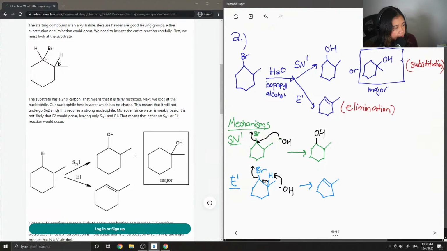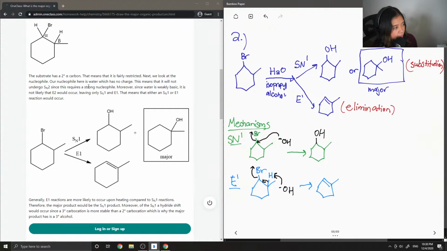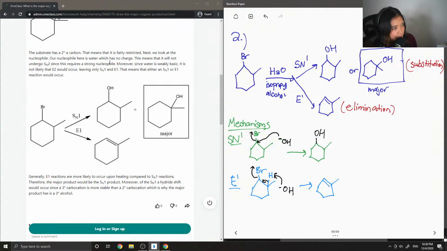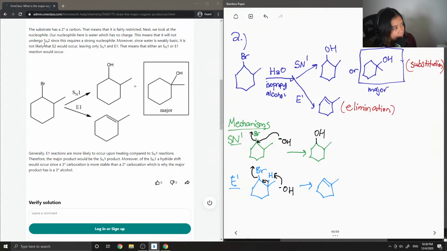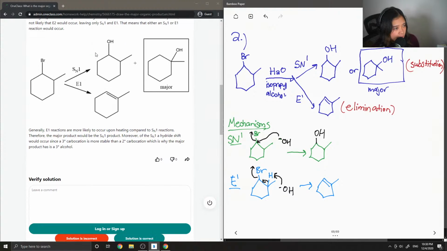Next, we looked at the nucleophile. Our nucleophile here is water, which has no charge. This means that it will not undergo SN2 since this requires a strong nucleophile. Moreover, since water is weakly basic, it is not likely that E2 would occur, leaving only SN1 and E1. That means that either an SN1 or E1 reaction would occur.